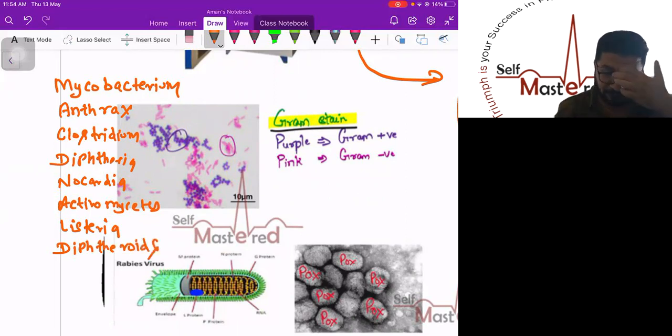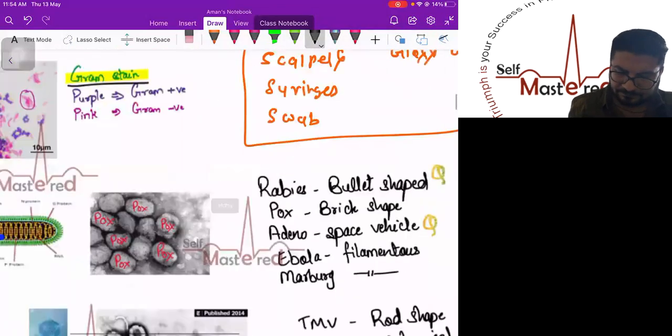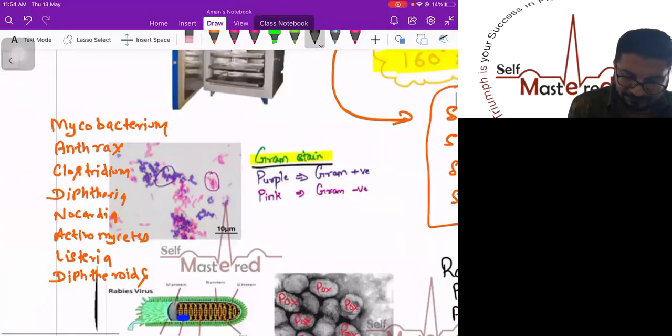So understand this. This is how you can remember. You can remember it by a simple mnemonic, that is McDonald's.